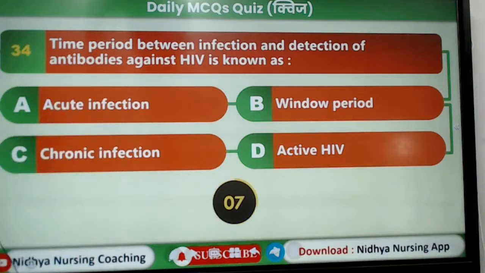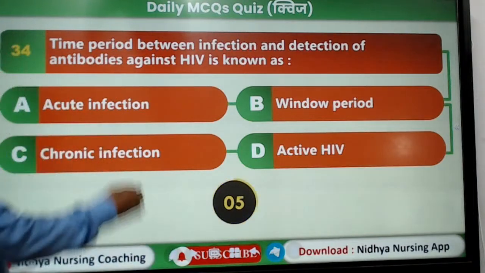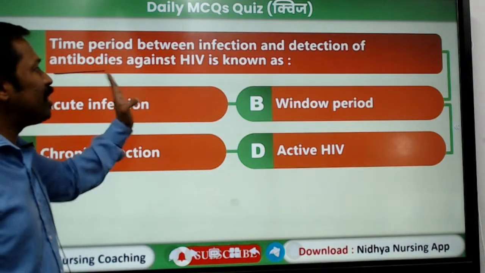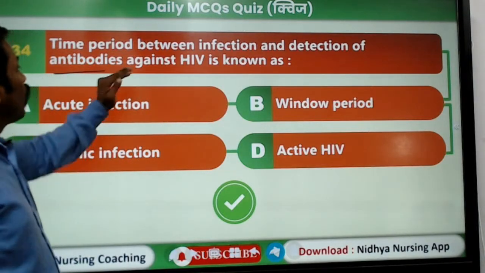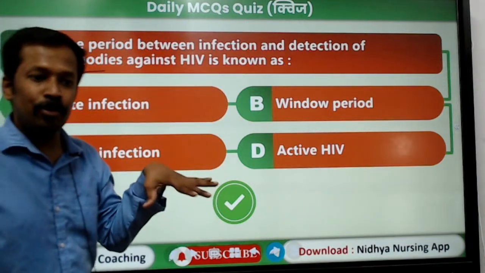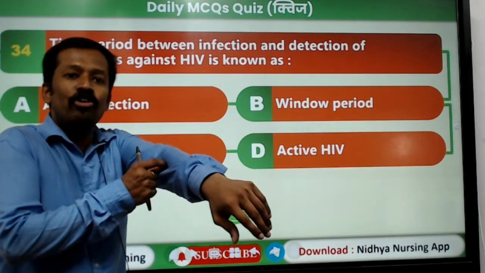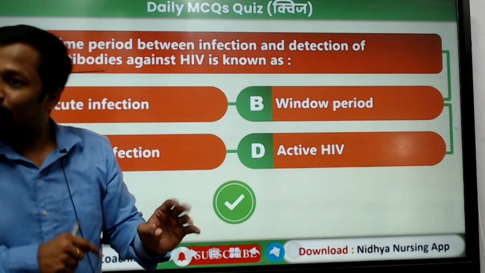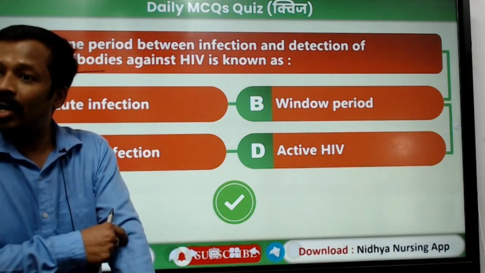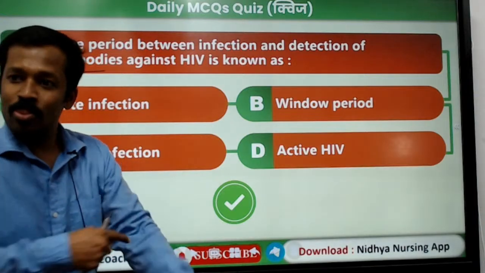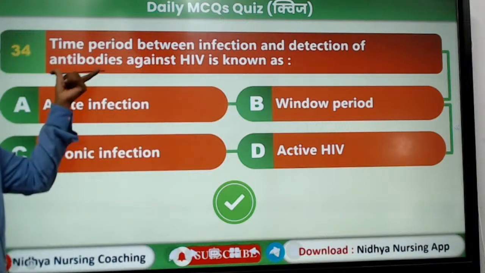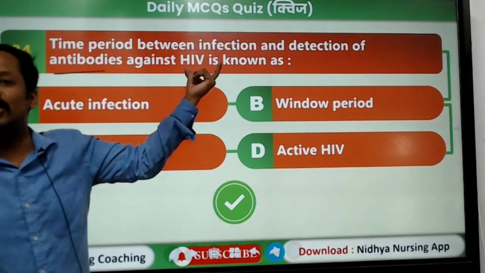The time period between infection and detection of antibodies. What is the meaning of that? Time period between infection. Now HIV has come into our body. Where? How? Did it come in the metro? It came somehow. Fine. And detection of antibodies against HIV.